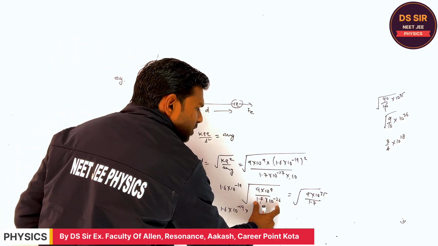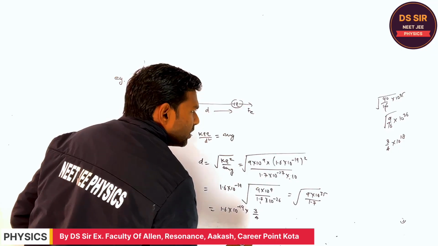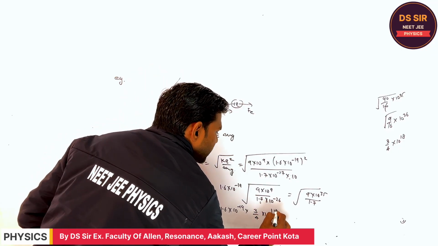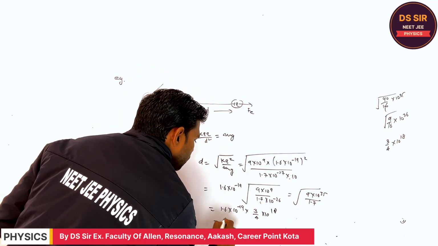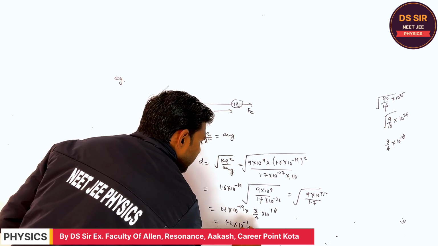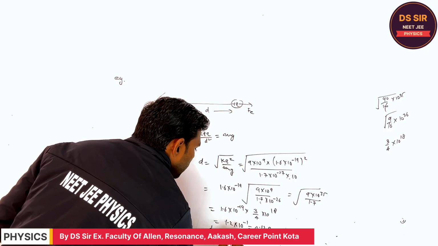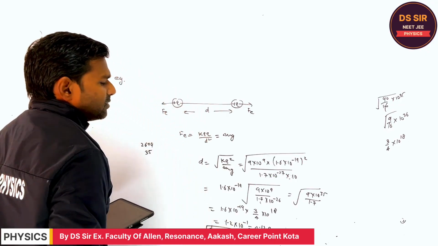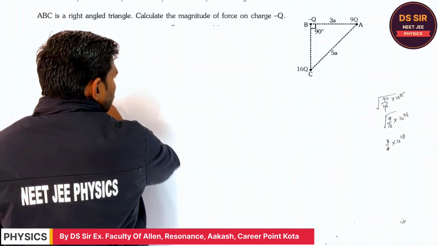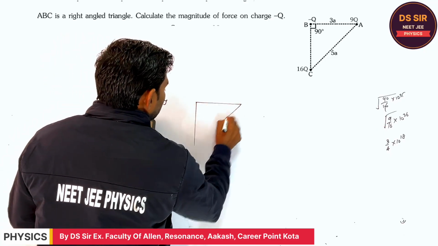Otherwise it is not possible. The value of this is 3 by 4 into 10 to the power 18, right? So this is 0.4 and 1.2 into 10 to the power minus 1, 0.12 meter. Approximately 12 centimeter is the correct answer, right? Copy. So in this question, there are 3 point charges.